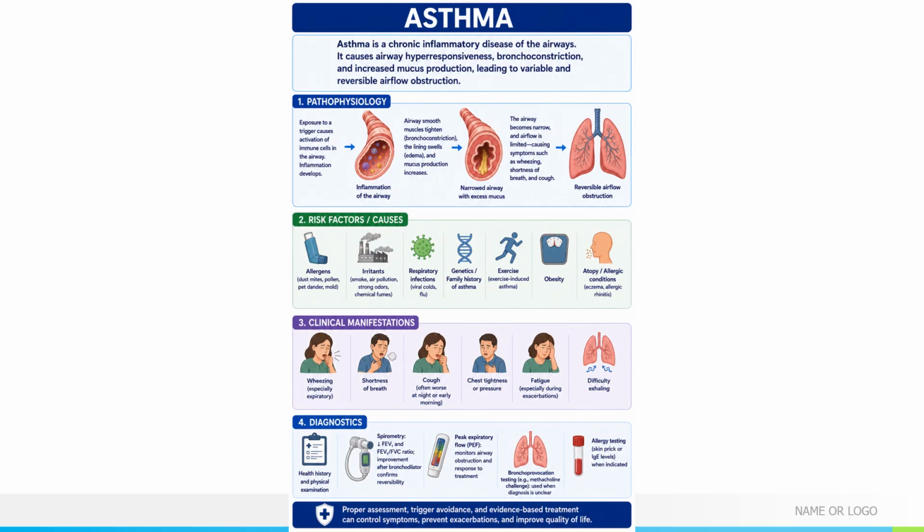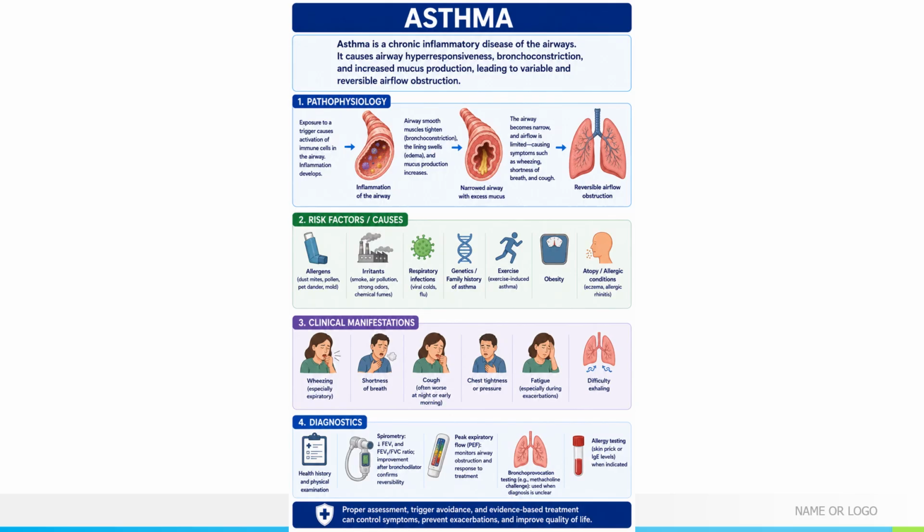Let's talk about risk factors and causes. So several factors increase a person's likelihood of developing asthma. So allergens. Common allergens include dust mites, pollen, mold, pet dander, and these are triggered by the IgE-mediated immune responses in susceptible individuals. We also have irritants, so smoke, air pollution, perfumes, chemical fumes, and strong odors may also trigger bronchospasm, even in the absence of allergens.